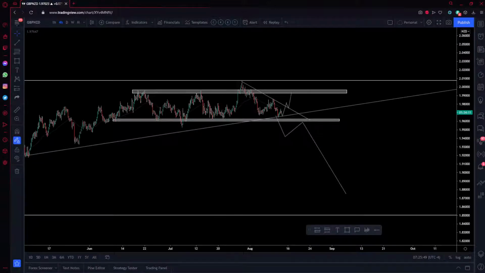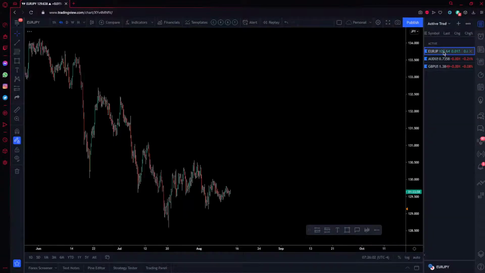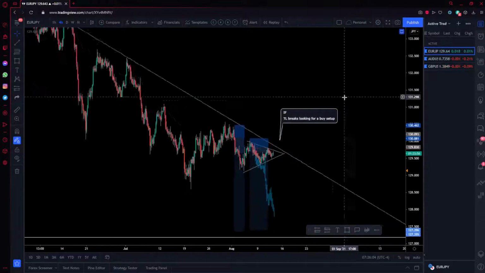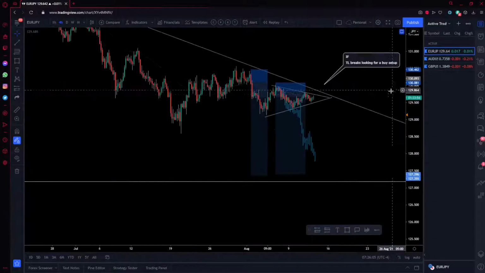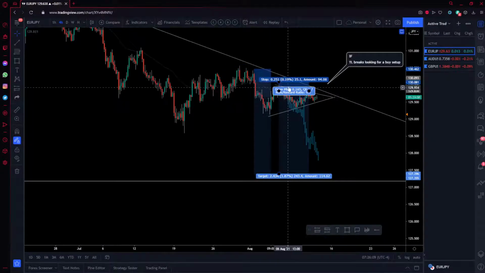All right, since it looks like there are no more pairs, which pairs do I trade now? Currently I'm trading EUR/JPY, AUD/USD, and GBP/USD. On EUR/JPY, I'm holding 2 positions for a sell. This one's at break even. For this one, all the parameters are still the same.